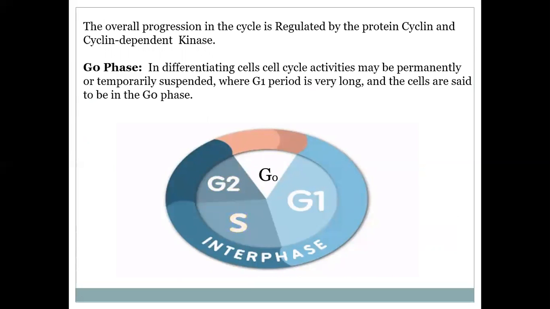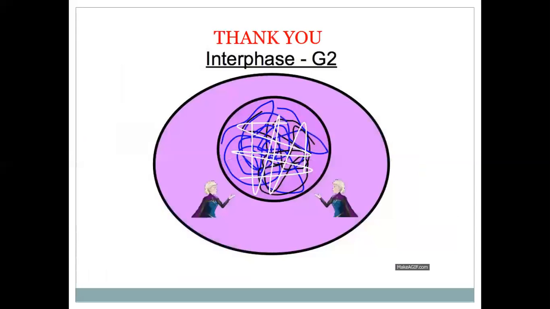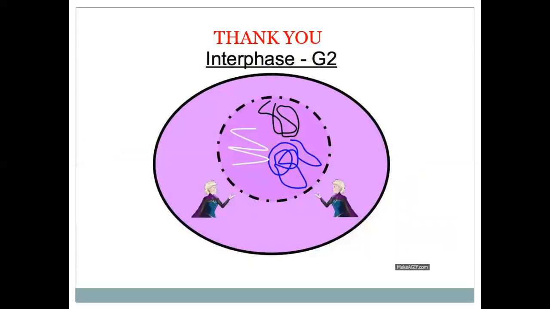I already told you about the G0 phase: here permanent cells remain dormant, and only stable and labile cells undergo the further G1, S, G2 phases. So thank you all.